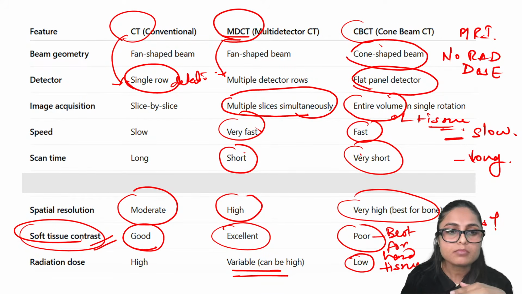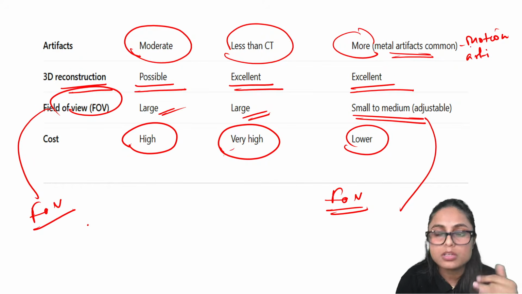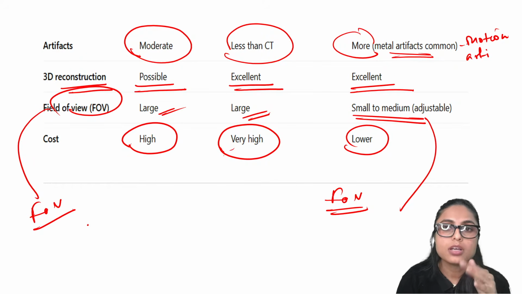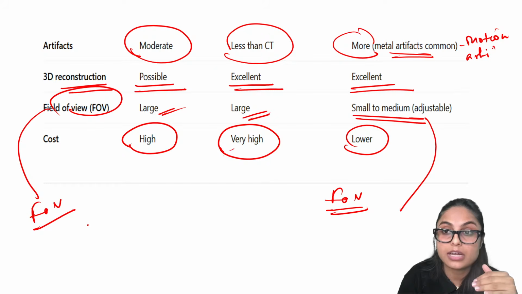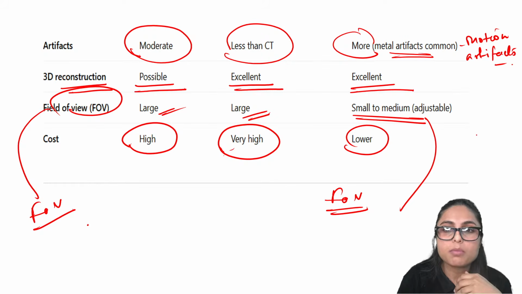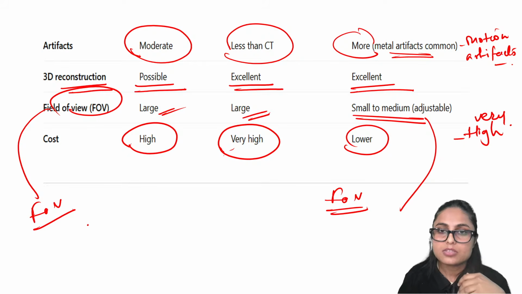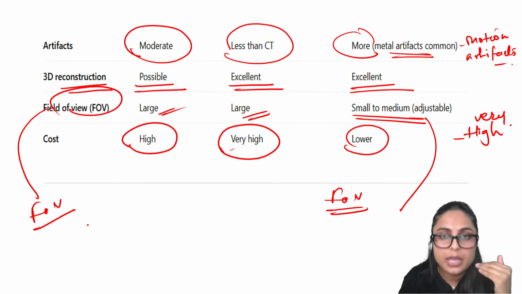If I talk about artifacts, MRI gives us motion artifacts. Since the scan time is very long, the patient needs to be in supine position for 30 to 45 minutes, so we can get motion artifacts in MRI scans. If I talk about cost, it is very high. So these are the points for MRI.